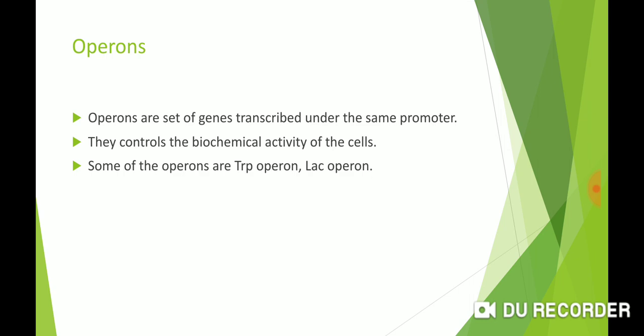Operons are a set of genes that code for certain proteins that help them survive in needful conditions. Keep in mind that this is controlled by a single promoter. A single promoter's presence ensures that they are all transcribed together. That's how they control the biochemical processes of a cell. Some of the operons are the tryptophan operon, and also the lac operon, of course, that is the lactose operon.